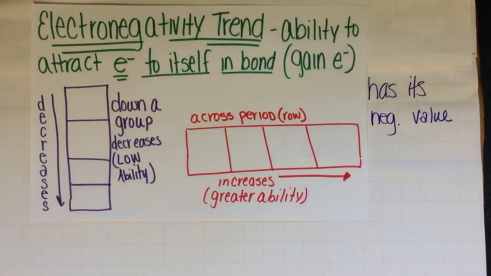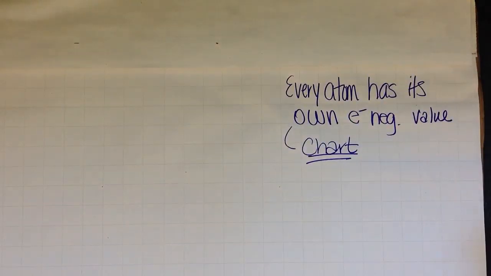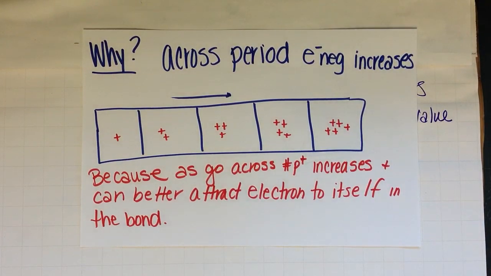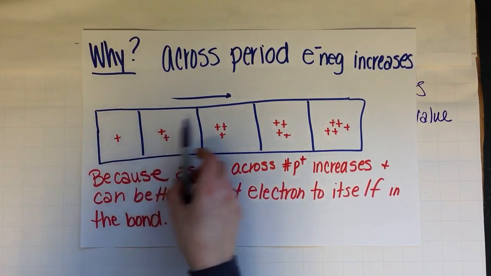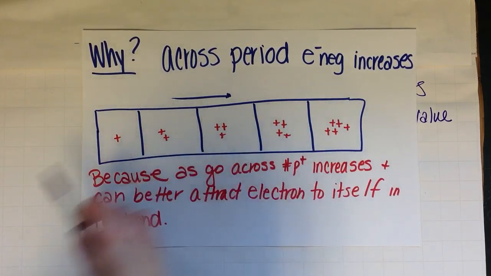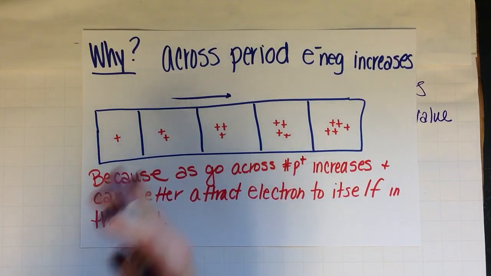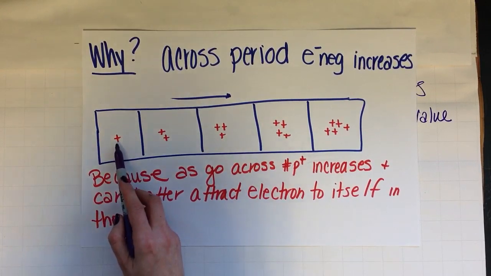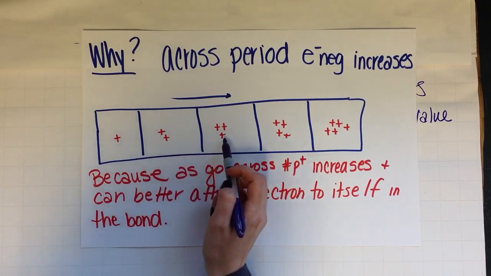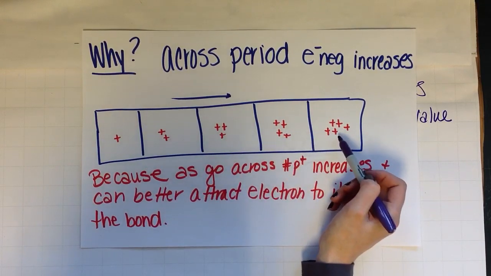Okay? How about the other trend? How about when I go across the period? As we saw a second ago, as you go across a period, electronegativity increases. I have a greater ability to attract electrons to myself. Well, why? What happens when I go across a period? The proton number increases, right? I go from 1 proton to 2 to 3 to 4 to 5 in this example, but across any period on the periodic table, my proton number increases because my proton number is the same thing as my atomic number. So I have not many protons here, a little bit more, a lot more, a ton of protons.